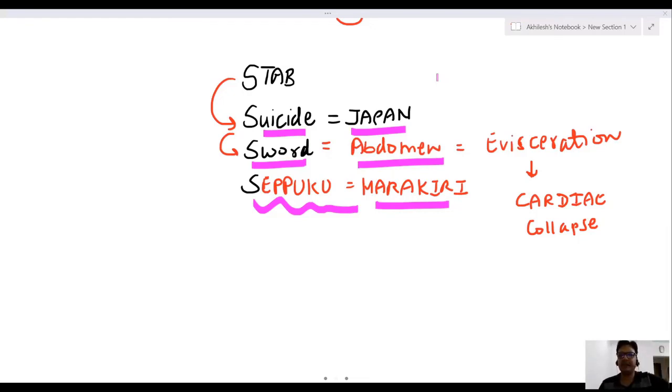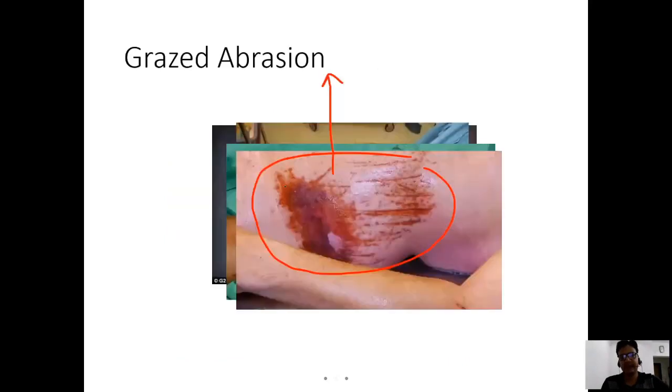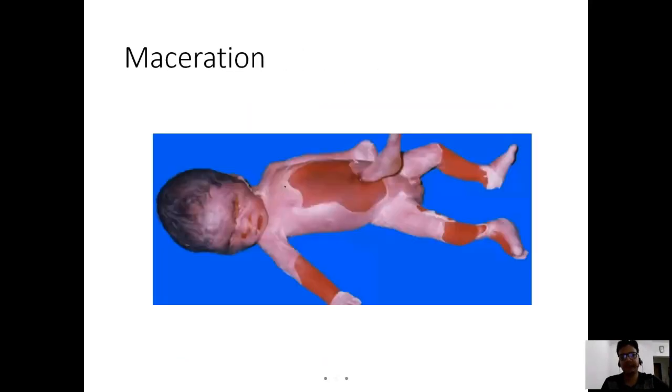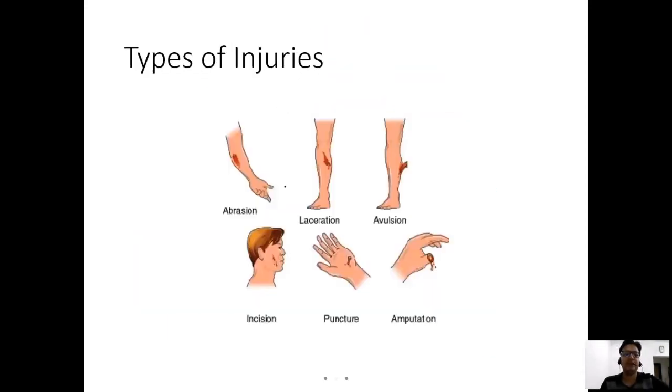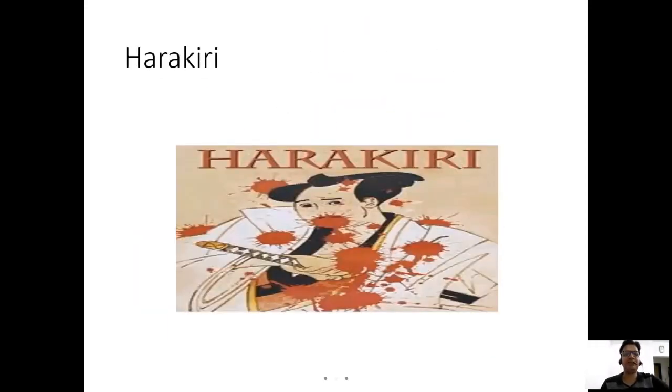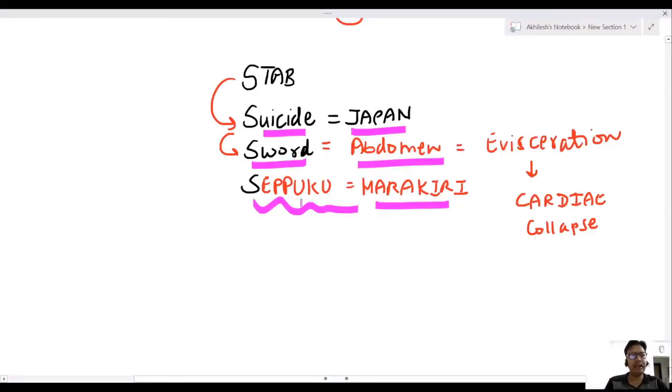Sometimes you can get a picture of harakiri or seppuku. This is a suicide method in Japan, hitting on the abdomen, using a small sword. I have seen two or three types of questions on harakiri or seppuku. Where it has been hit, it is the abdomen.